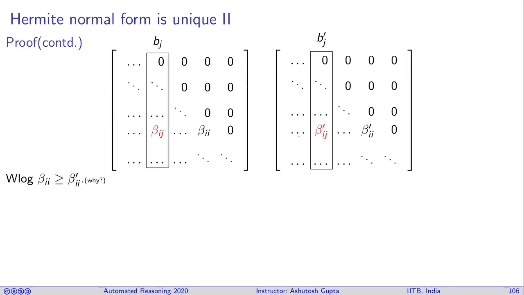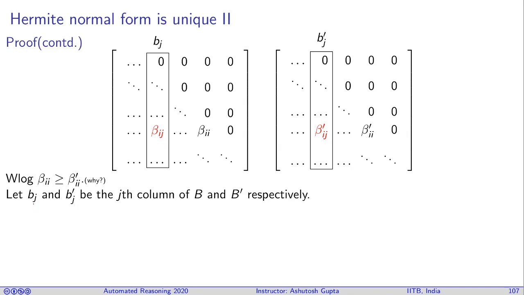Pictorially, you have these two matrices, in which this entry Bij and B prime ij are now different. Let's suppose Bii is greater than or equal to B prime ii. It can be either way, but we just choose one to be greater than or equal to the other. In either case, you will generate the contradiction.